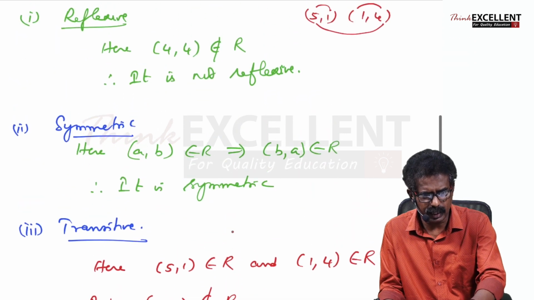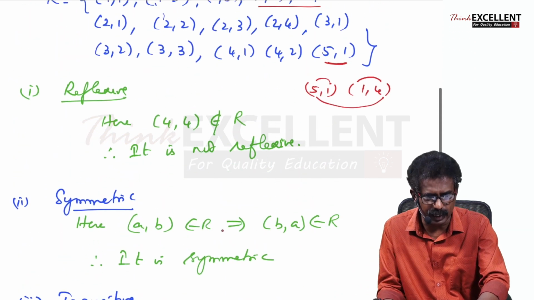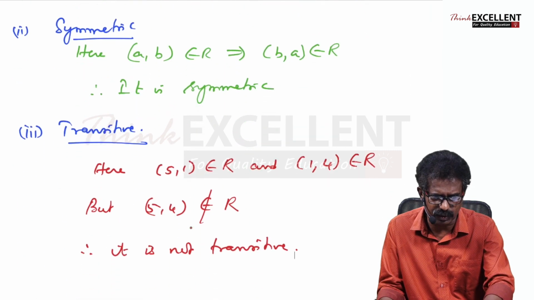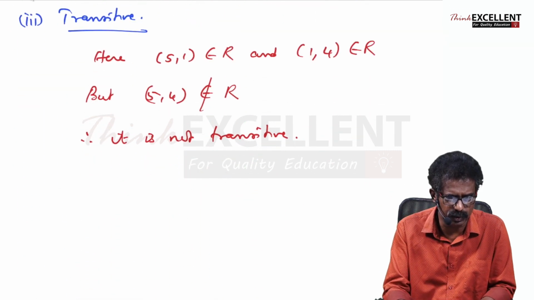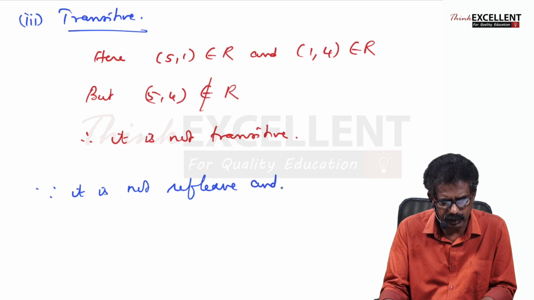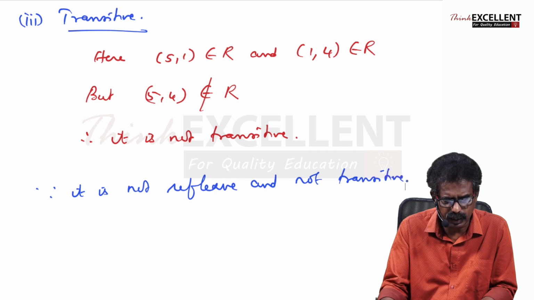So now the last one they asked, is it an equivalence relation? It is not an equivalence relation because of two reasons. It is not reflexive, also it is not transitive. So since it is not reflexive and not transitive, even if one is not satisfied, you say it is not an equivalence relation. It is not an equivalence relation.